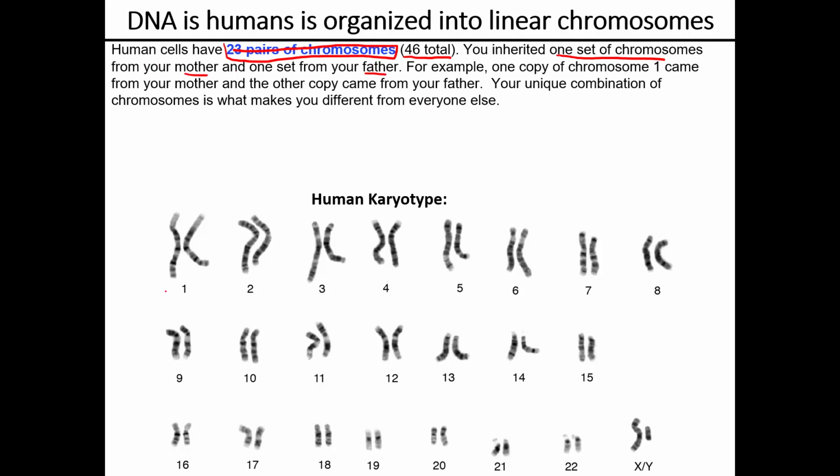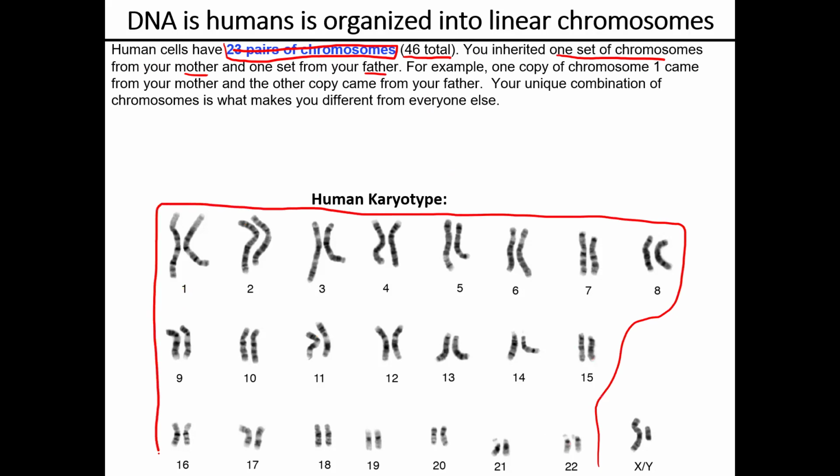So again, you can see that we have these numbered over here, 1 all the way through 22. These are all going to be known as our autosomal chromosomes. So these are all going to code for the body. And then over here, these are going to be known as our sex chromosomes. And again, this is going to dictate the sex.